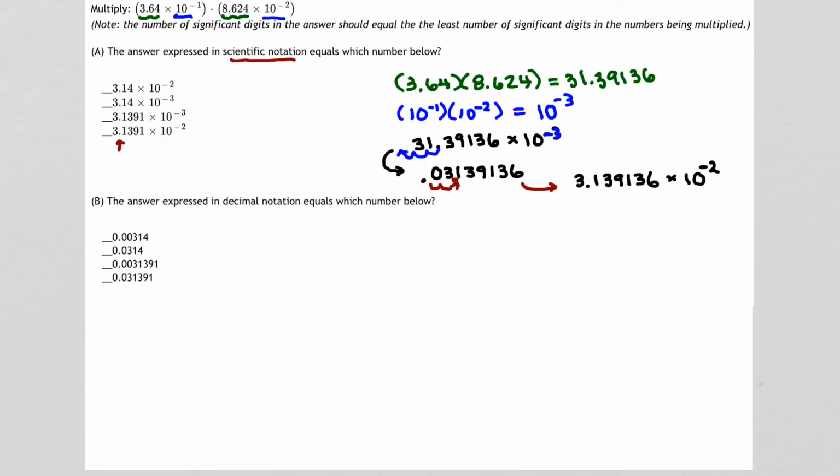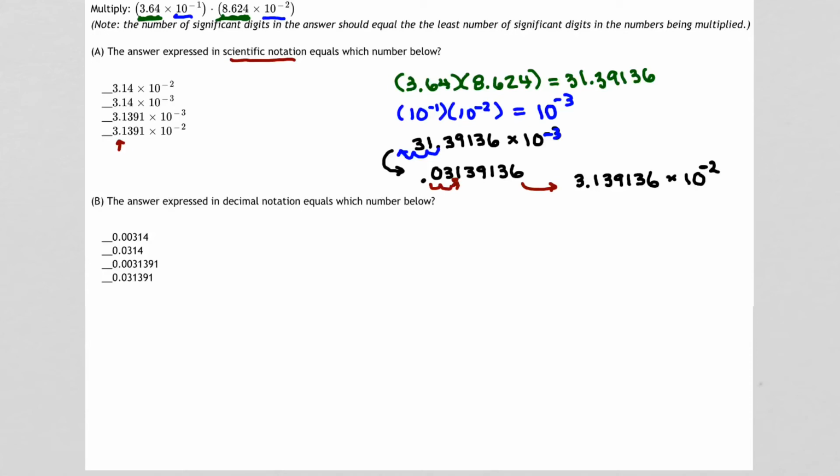This problem says we want to note that the number of significant digits in the answer should equal the least number of significant digits in the numbers being multiplied. Okay, that's another mouthful. What does that mean? So the number of significant digits in our answer should equal the least number in the numbers being multiplied. I have two numbers, 3.64 and 8.624.